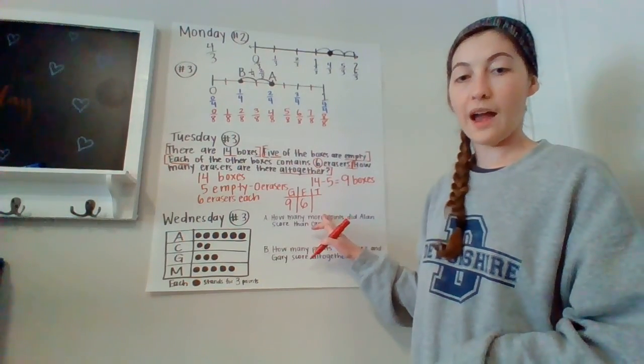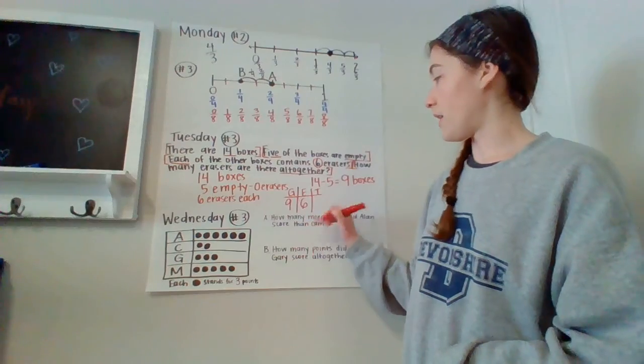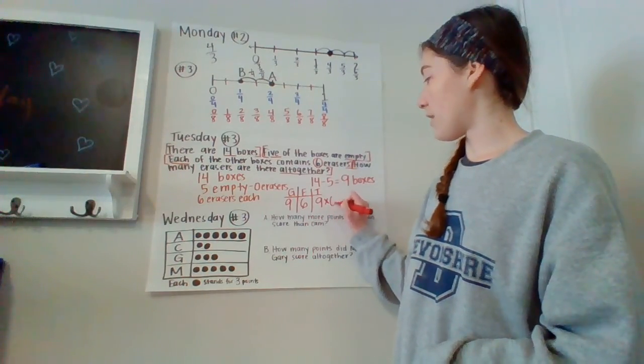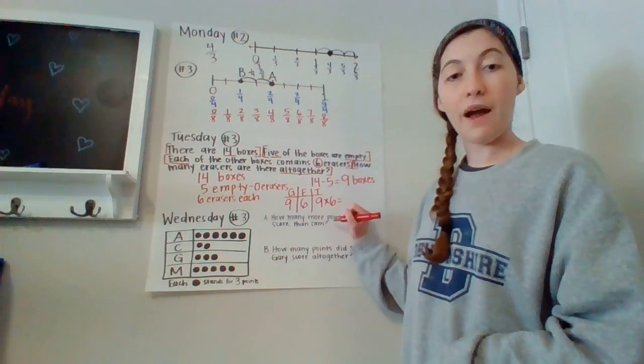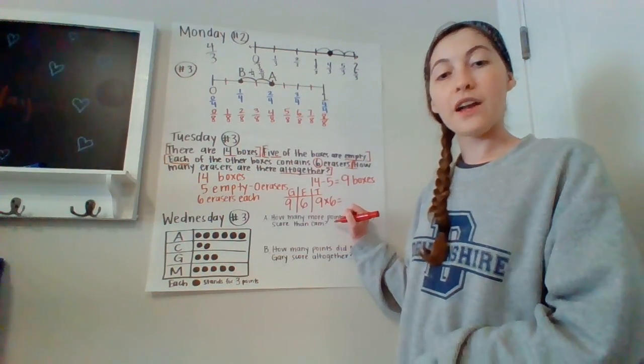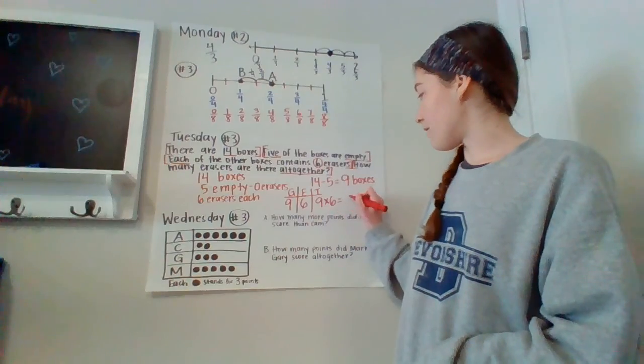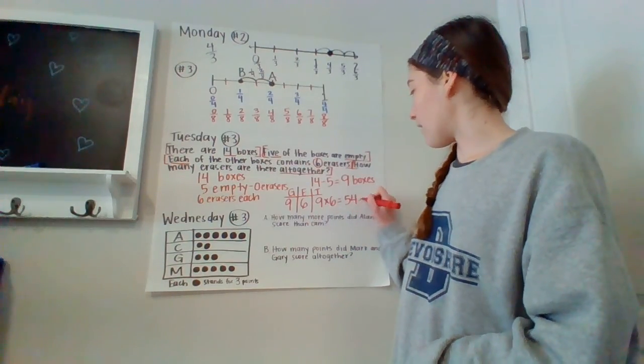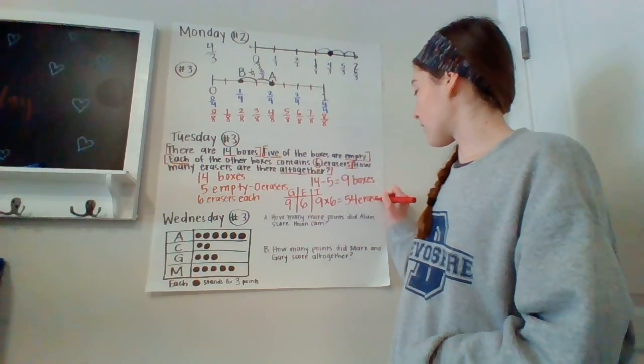So I multiply these two numbers when I know the groups and the each. So I find 9 times 6, and I know my friendly numbers. 9 times 5 equals 45. So I just add 9 more, and I get 54. So there are 54 erasers.